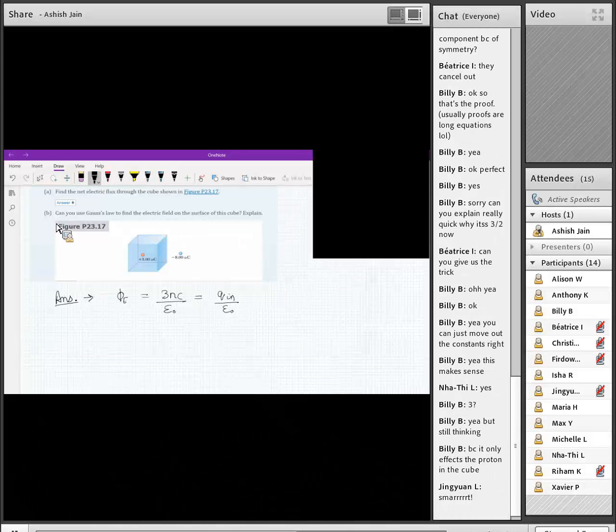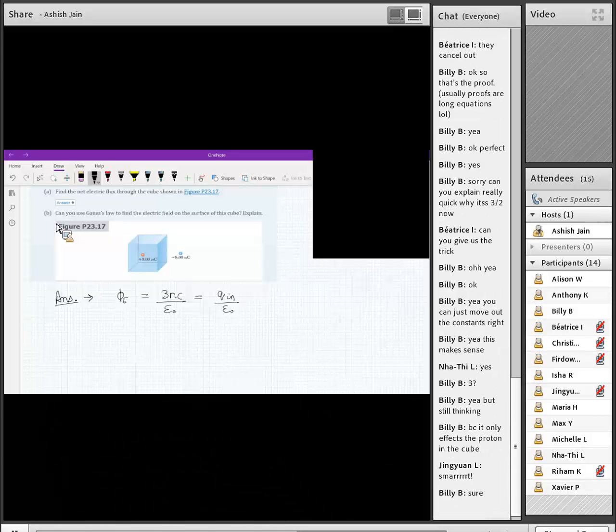Let's call it charge instead of proton. And yes, our favorite Gauss law says that flux through any closed surface is only dependent on the charge enclosed, the charge inside. It doesn't matter what the charge outside is. Let's say I put thousands of charges outside, the flux doesn't change. It only depends on what is inside. That makes sense?